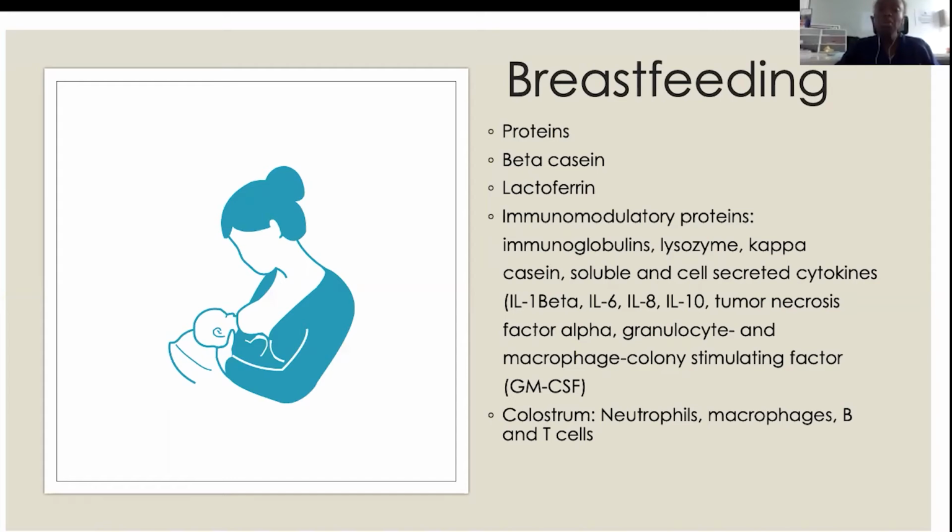We have soluble and cell-secreted cytokines, such as interleukin-1 beta, interleukin-6, interleukin-8, interleukin-10, tumor necrosis factor alpha, and GM-CSF. All of these work towards helping the immune system fight off infection. Then we also have colostrum, which has neutrophils, B and T cells, all these being cells of the immune system that help fight.